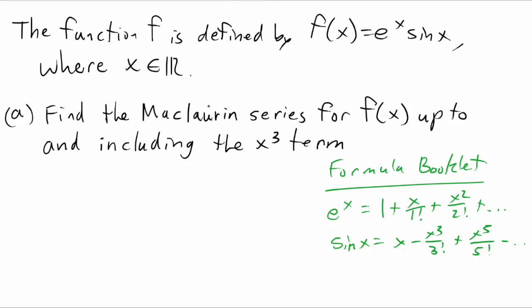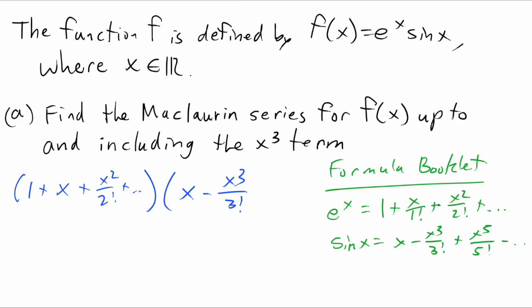In this last question, we have a Maclaurin series. We need to find the series for e to the x sine x, and we have both of those functions in our formula booklet. So we can just simply multiply these two together. We have 1 plus x squared over 2 factorial times x minus x cubed over 3 factorial.